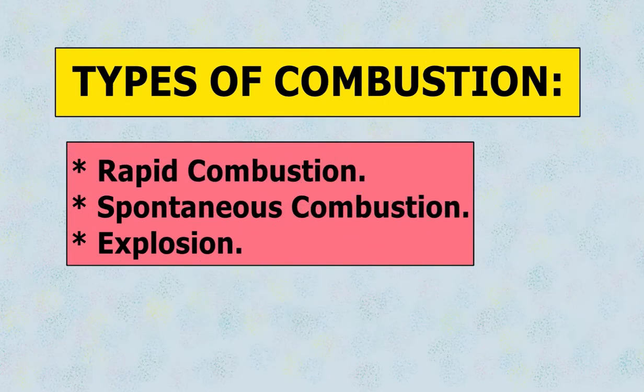We have already studied about combustion, that combustion is a chemical process in which a substance reacts with oxygen to produce heat and light. What are the types of combustion? We can categorize combustion into three types: rapid combustion, spontaneous combustion, and explosion. Let's discuss about these types one by one.